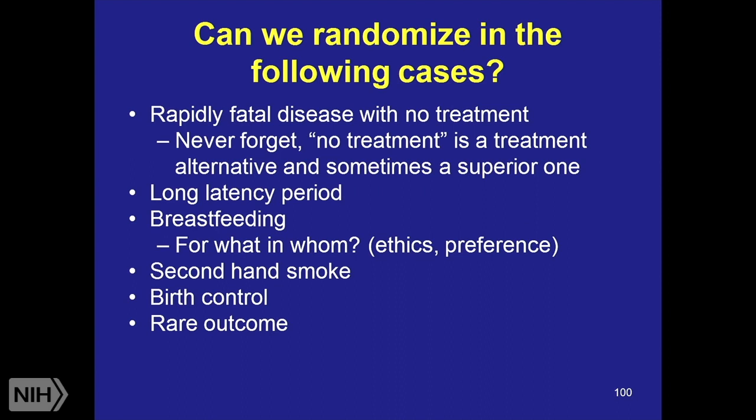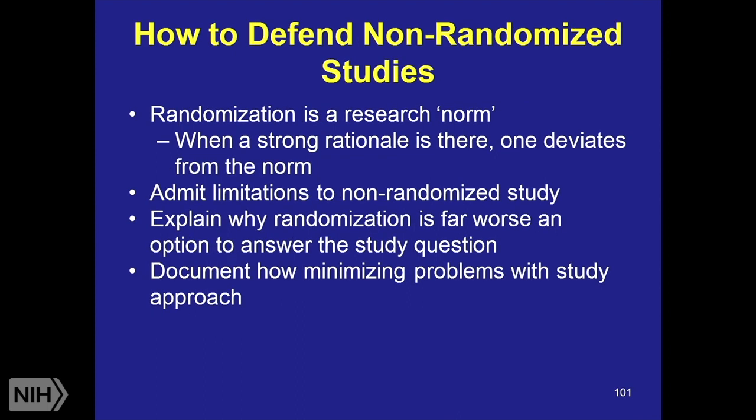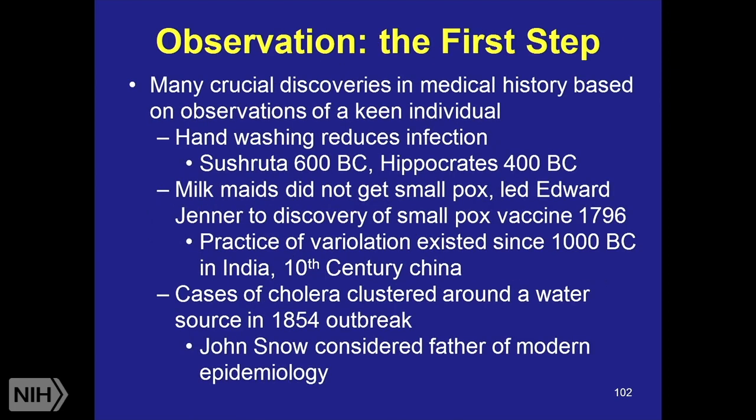Here's some cases where I've been able to randomize, but a lot of times you can't. We can discuss those more online if you want, but you've got to defend your non-randomized studies. Randomization is your research norm, so you need to admit your limitations and defend why you need to and how you're going to minimize the problems that can come up. But don't forget that observation is your first step for any research. Don't be afraid to look.